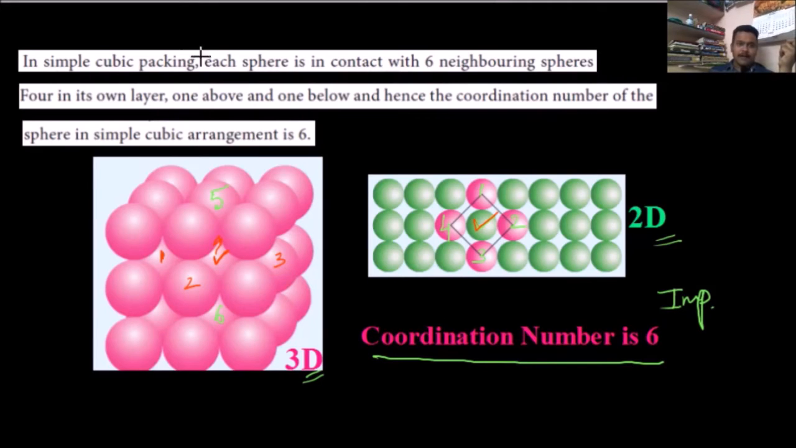That's what you can read here. Four in the one layer, one above and one below. Hence the coordination number of the simple cube is 6. That's what we discussed now.